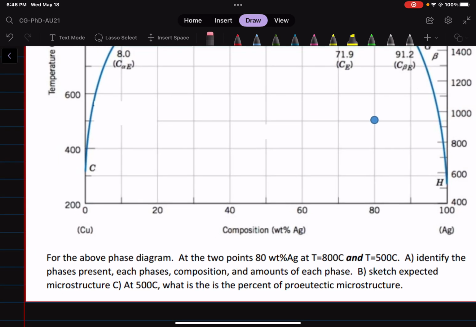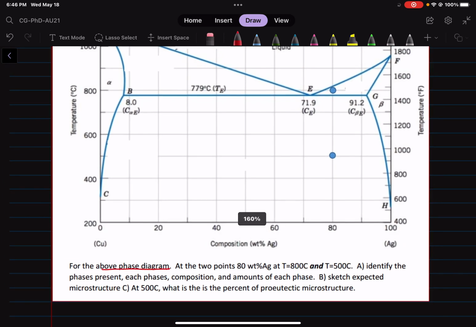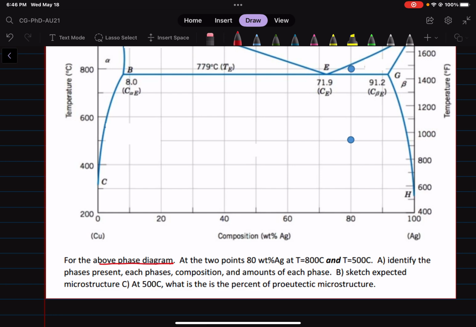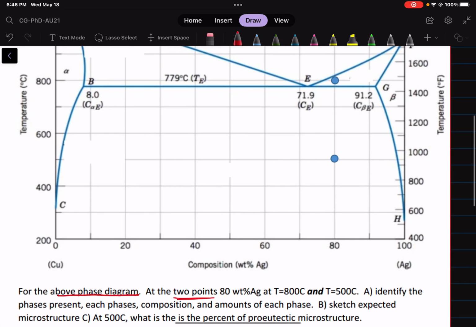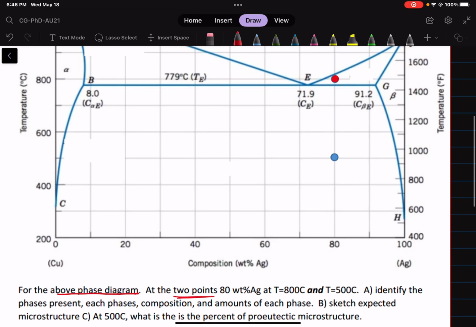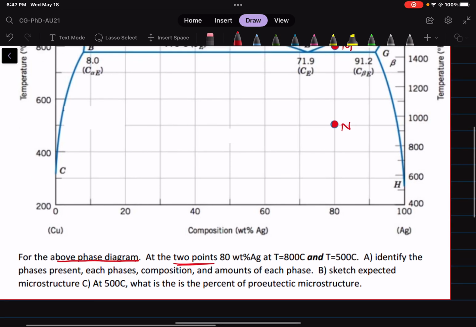So, we have been given a phase diagram and we have to identify the two given points. The two points are over here and the other point over here. Let's call them M and N for our reference. This is at 88% silver.